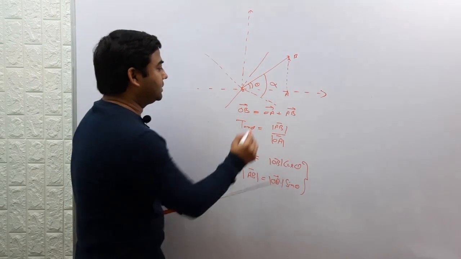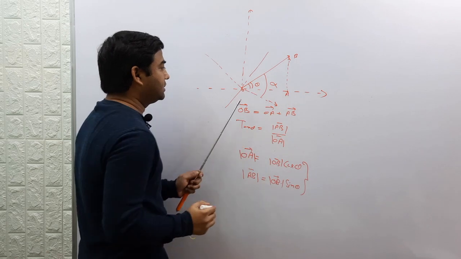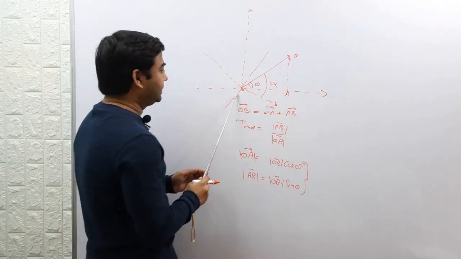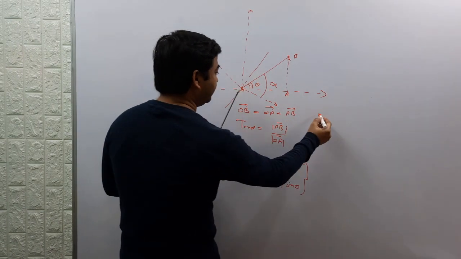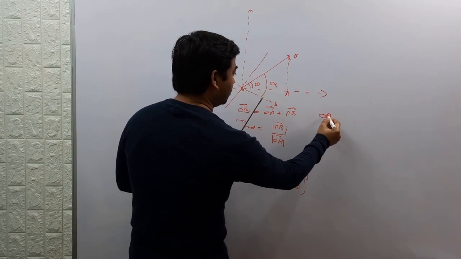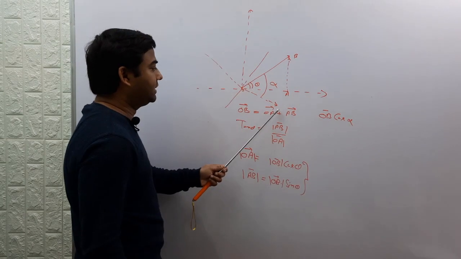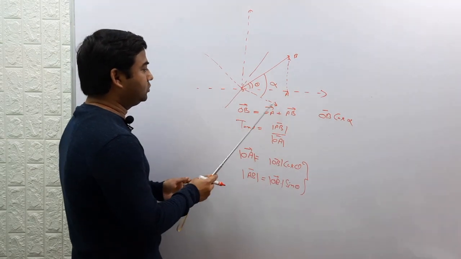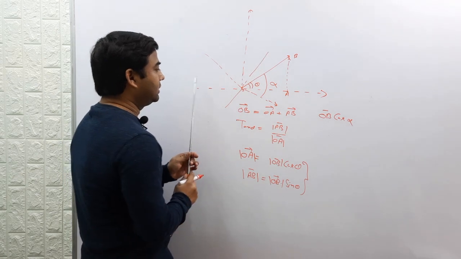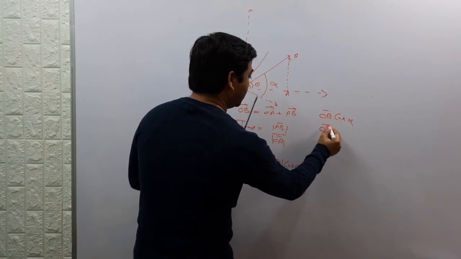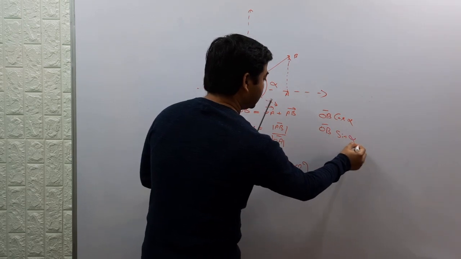So in this direction, similar to this argument, in this direction one component will be OB cos alpha, and perpendicular to this, in this direction, another component will be OB sin alpha.